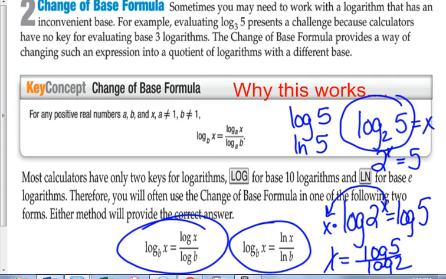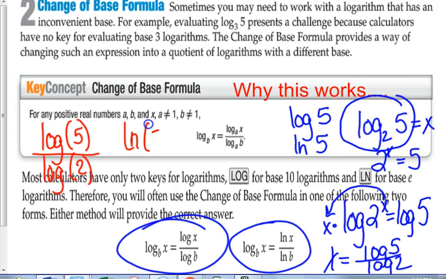So this is what I want you to type on your calculator right now. I don't want you to use any fancy button your calculator might have. I want you to type log of 5, and you do have to close the parenthesis, divided by log of 2. And then I want you to type ln, or natural log of 5, divided by natural log of 2. Why does that work?